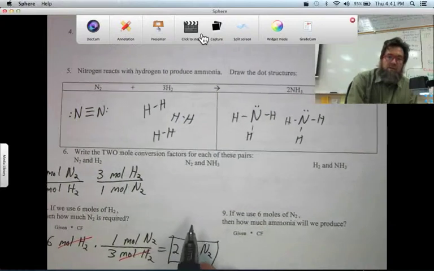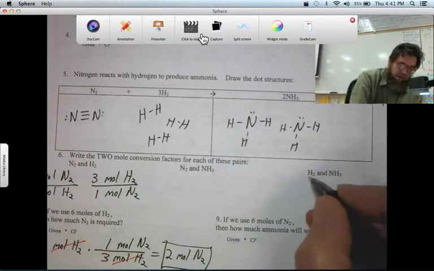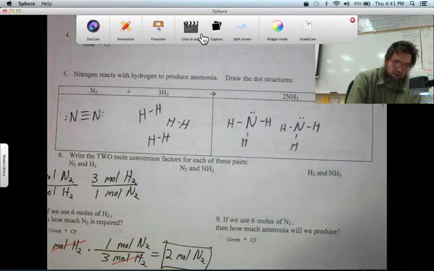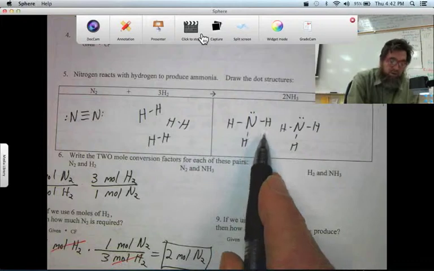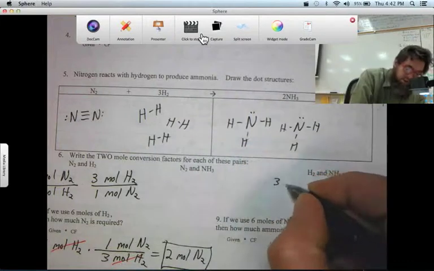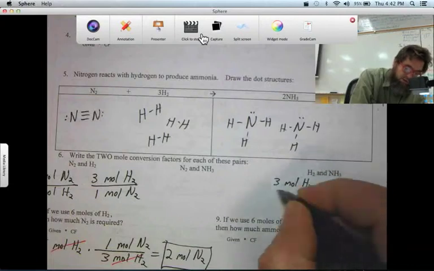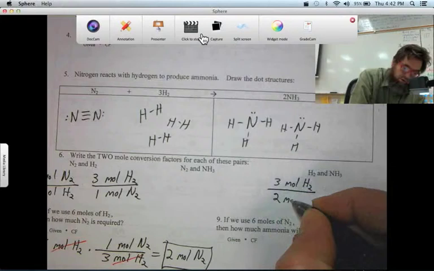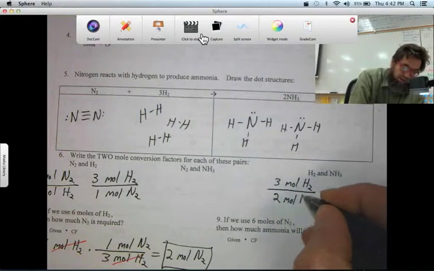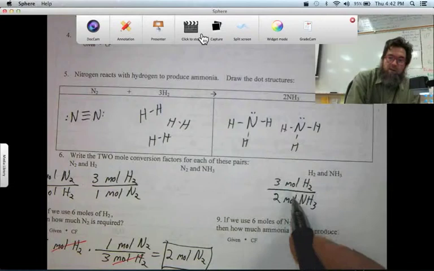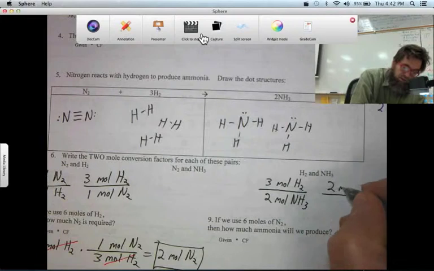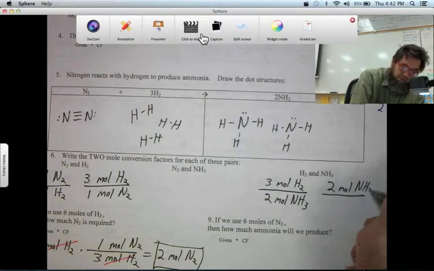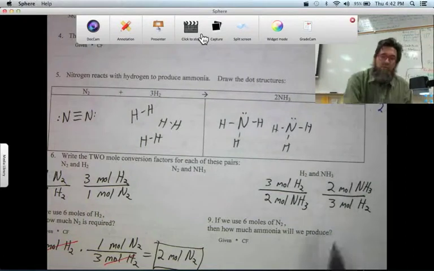Let's do another example. Let's do it for the interesting one, H2 and NH3. For every 3 moles of H2, we produce 2 moles of NH3, and vice versa. Let's write that out. 3 moles of H2 correspond to 2 moles of NH3. And we can use that conversion factor, and of course the inverse also works. 2 moles of NH3 correspond to 3 moles of H2. There are our conversion factors.